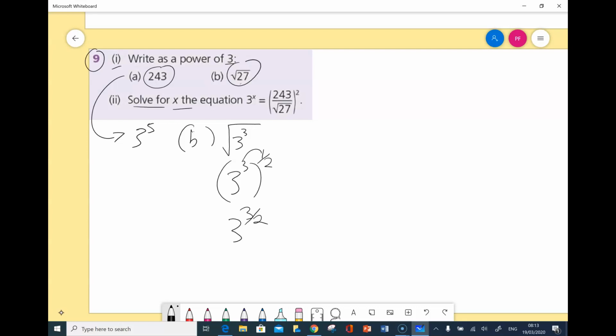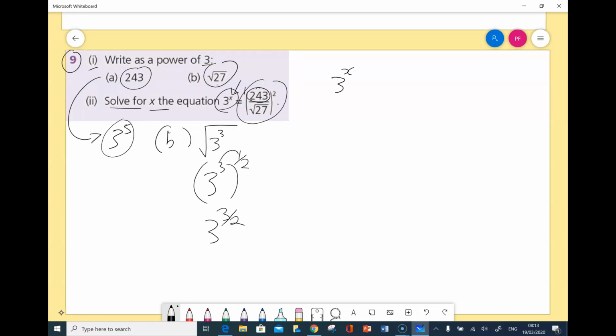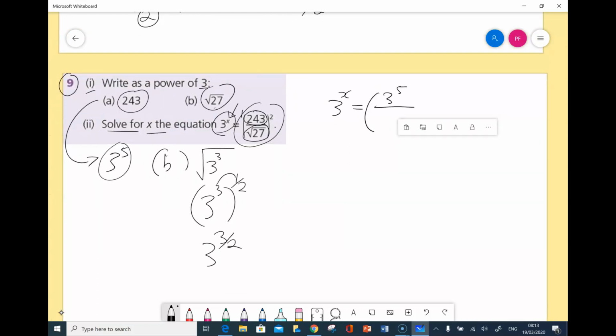Solve for x the equation 3 to the power of x equals 243 over root 27 squared. So what we're looking for, the x, is up in the indices, so we have to make all our base numbers the same. I know that 243 is written as 3 to the power of 5. So I have 3 to the power of x equals 3 to the power of 5. Now, root 27, we now know from part B, can be written as 3 to the power of 3 over 2, and all that is to be squared.